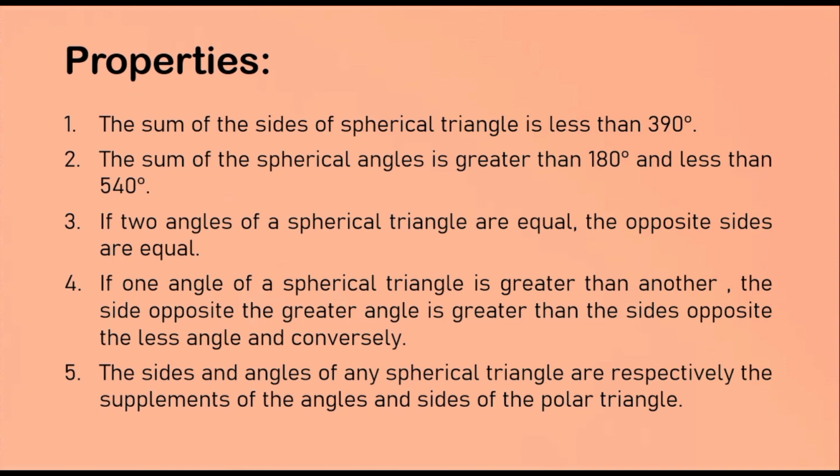Number 4, if one angle of a spherical triangle is greater than another, the side opposite the greater angle is greater than the side opposite the lesser angle, and conversely. Then lastly, the sides and angles of any spherical triangle are respectively the supplements of the angles and sides of the polar triangle.